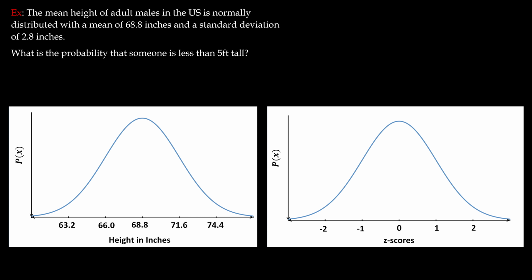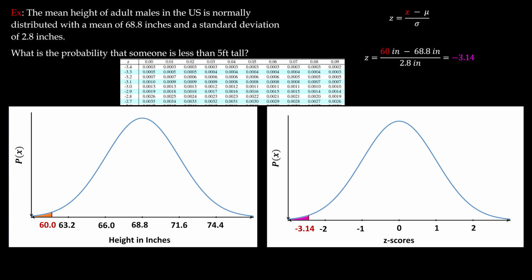What is the probability that a male is less than 5 feet tall? Well, 5 feet is 60 inches, and these are all the people less than 60 inches. To find the area, we must first convert our units from inches to z-score. Use the z-score formula, which says to take the data value you want to convert, subtract from it the mean, and then divide by the standard deviation.